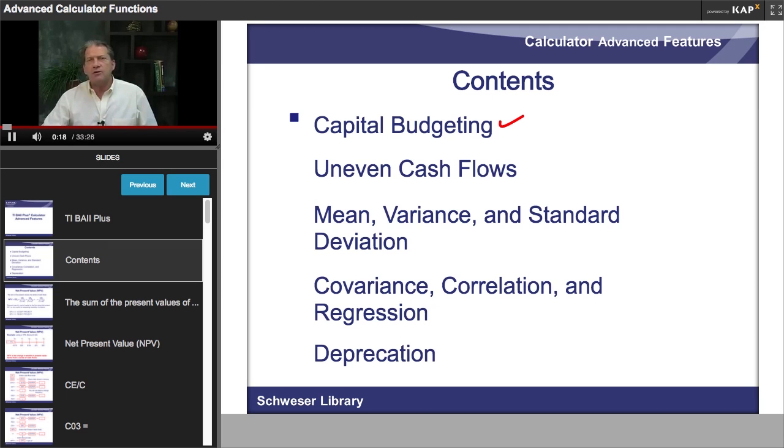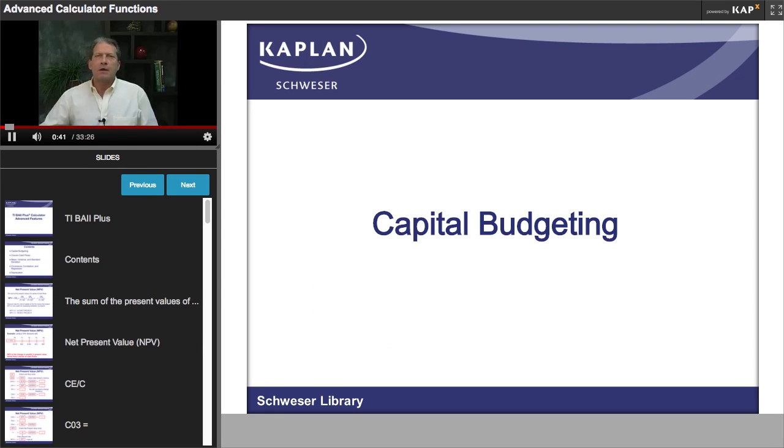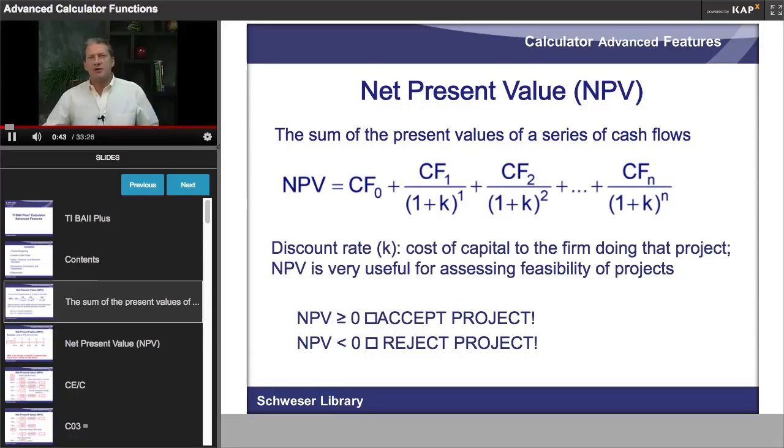And then we'll show how you can use those cash flow keys to do uneven cash flow calculations, either present value or future values on those. Then we've got some statistical functions here: mean, variance, and standard deviation, covariance, correlation, and regression. And then finally, a couple of depreciation methods, straight line and accelerated depreciation. So let's start off with capital budgeting first.